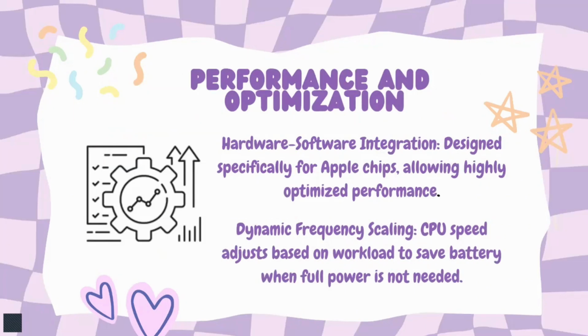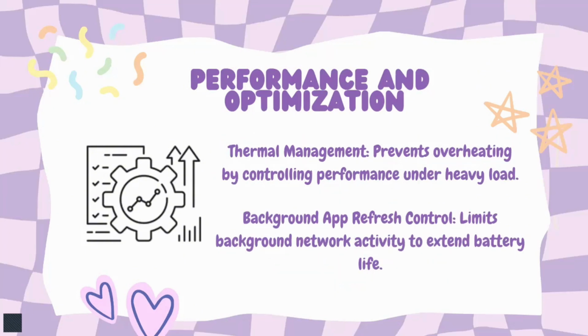Performance and optimization of the iPhone operating system. Hardware-software integration: iOS is built to work perfectly with Apple chips so apps and system tasks run smoothly. Dynamic frequency scaling: iOS adjusts CPU speed automatically, saving battery or boosting performance when needed. Thermal management: iOS monitors temperature and keeps the device from overheating during heavy use.